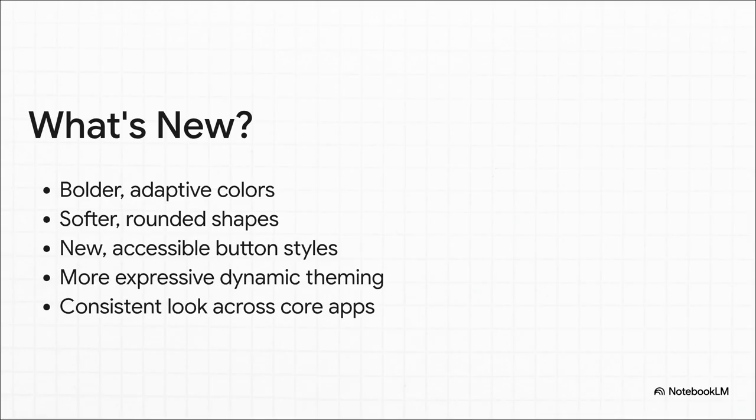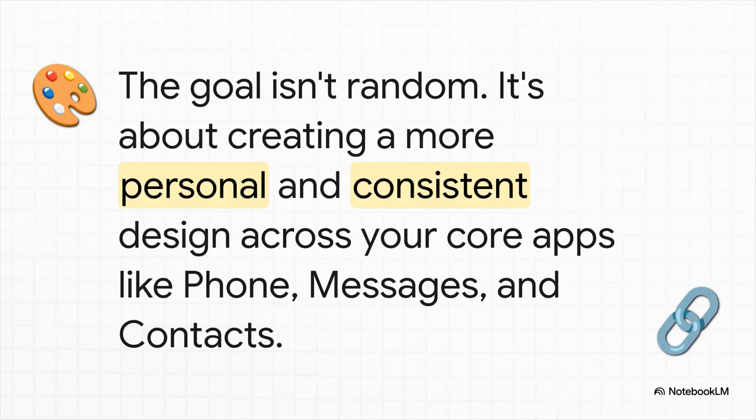And look closer at the buttons and cards. See how they have softer, more rounded shapes? It's all designed to feel a little more modern, a little more consistent across the board. And that's the key right there. This isn't just a random change for the sake of it. Google's big goal here is to create a more unified, more personal experience. So when you jump from making a call to shooting a text, it all feels like it belongs together, like it's part of the same seamless thought.